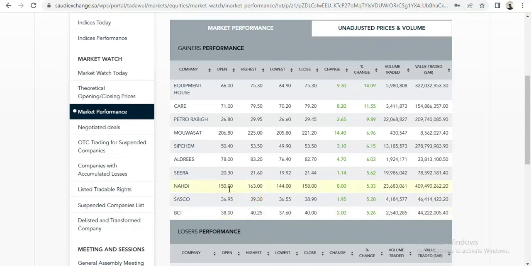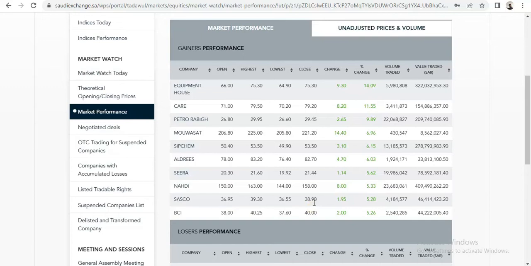Here you can see that 131 and 150, 19 riyal per share was the increase at the opening. It means you subscribed at 131 but the market opened at 150, so you earned 19 riyal on the spot. It closed at 158, an increase of 8 riyal, 5.33%. Sasco, 5.28%, 1.95 per share.